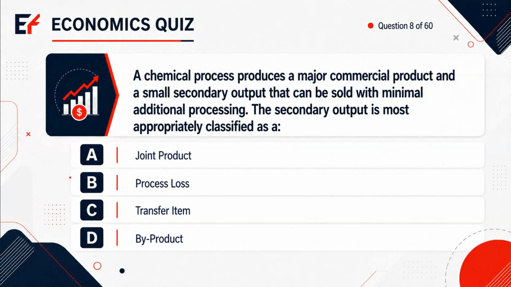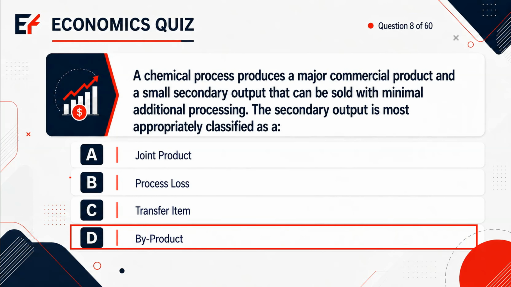Question 8. A chemical process produces a major commercial product and a small secondary output that can be sold with minimal additional processing. The secondary output is most appropriately classified as A. Joint product, B. Process loss, C. Transfer item, D. Byproduct. The correct answer is D.